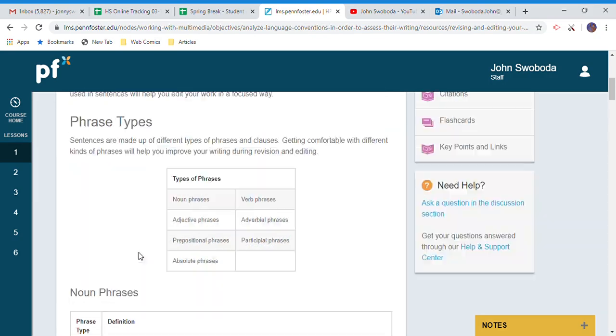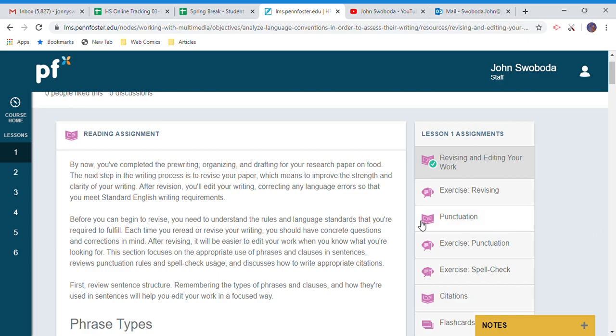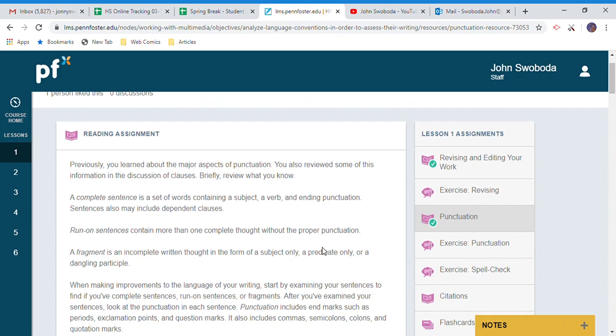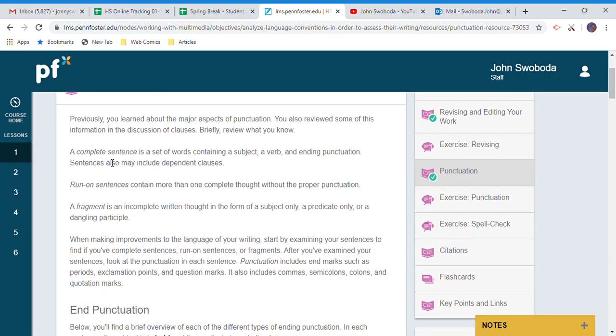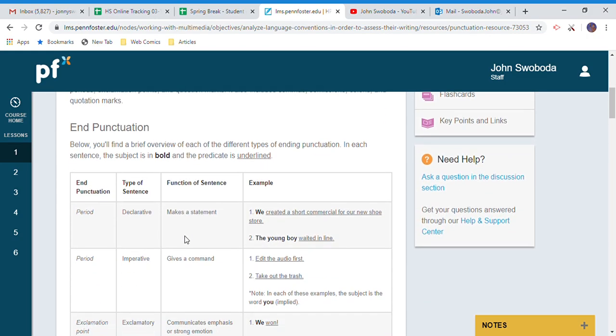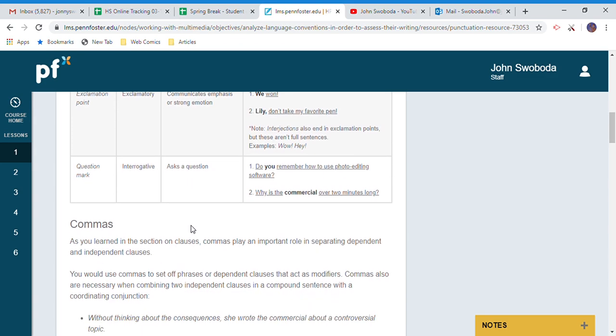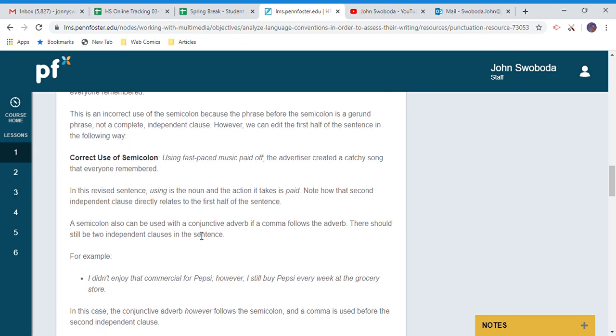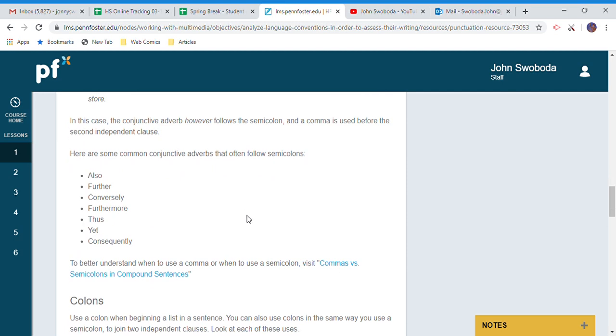All right, back up to the top. Let's look at punctuation. A complete sentence has a subject, a verb, and an ending punctuation. A run-on sentence is two sentences jammed together that don't belong together, that should be separated. A fragment is a part of a sentence that is an incomplete thought. You should be pretty good with punctuation by now. You're all pretty good about this.